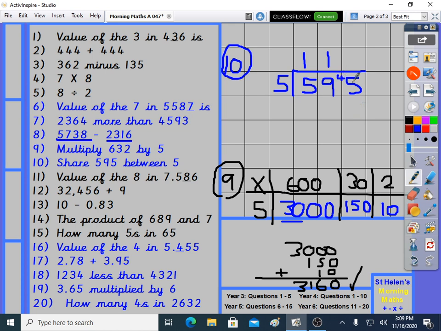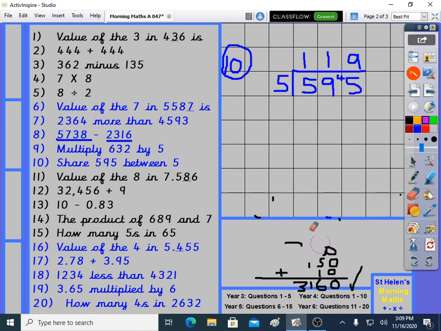How many 5s in 45? 5, 10, 15, 20, 25, 30, 35, 40. 45 is 9. And we're done. 119. We're done with the Year 4 level questions. And we'll be moving on to Year 5 next.